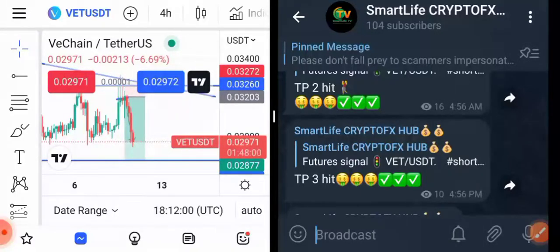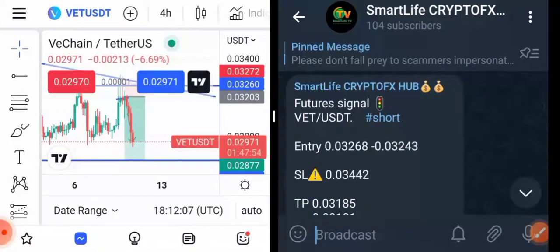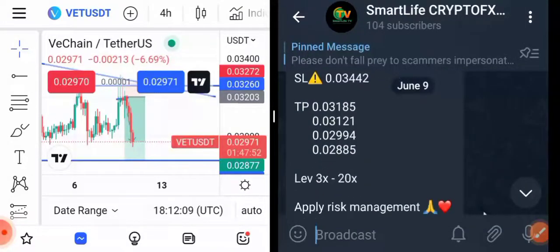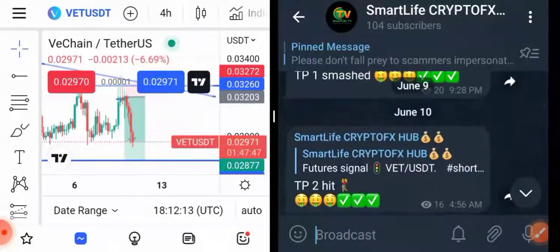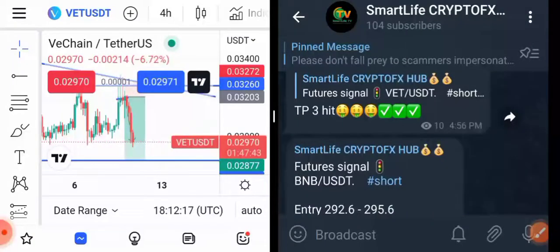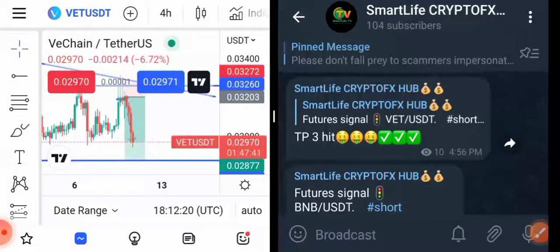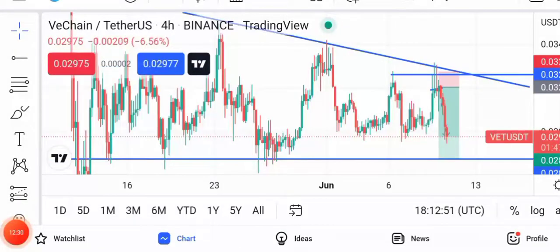Now let me take you through the signal I shared yesterday. This is VeChain. Okay, here it is. So VeChain against USDT short. I gave them the signals here, and we were moving deep into it. We smashed TP1, we smashed TP2, we smashed TP3, and we are still moving to TP4. So very soon my TP4 will be hit, and I will still make money there. So if you've not joined us, you're not doing yourself good actually. And don't forget, we also drop reason for entry there.